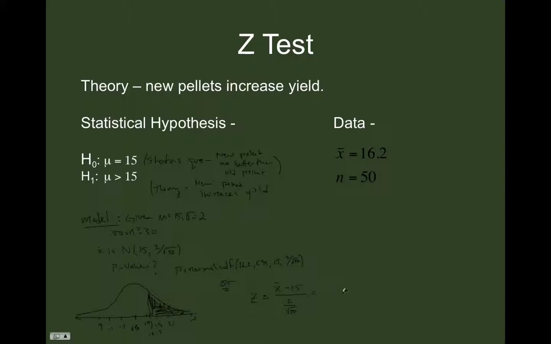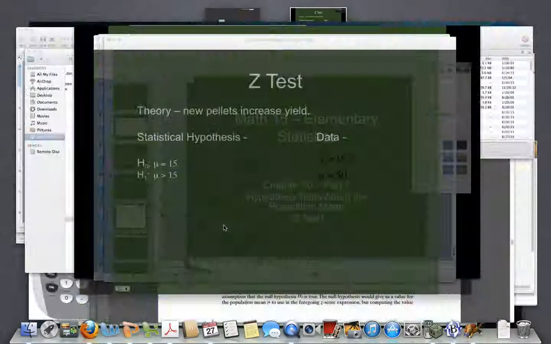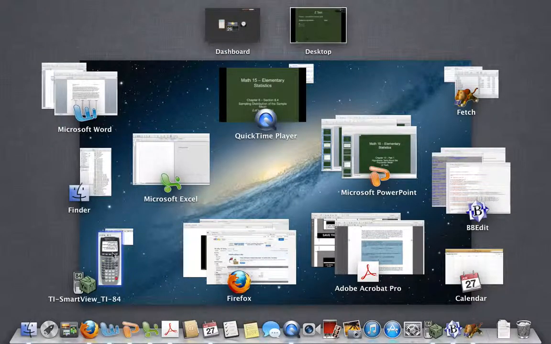And I don't have my calculator. If I go to my calculator, I'll lose everything I've written here. So I'll do this calculation when we get to the TI here. So 16.2 minus 15 divided by 2 over the square root of 50. I'm not sure what that specific z value is right now. But let's go ahead and go to the calculator and calculate that.